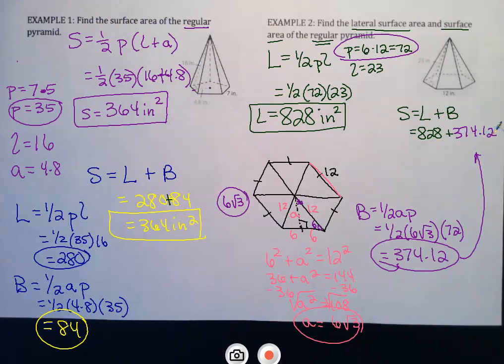So now our surface area is going to be the 828, our lateral surface area, plus our base area. So what does that equal? 1,202. And it's still inches squared.